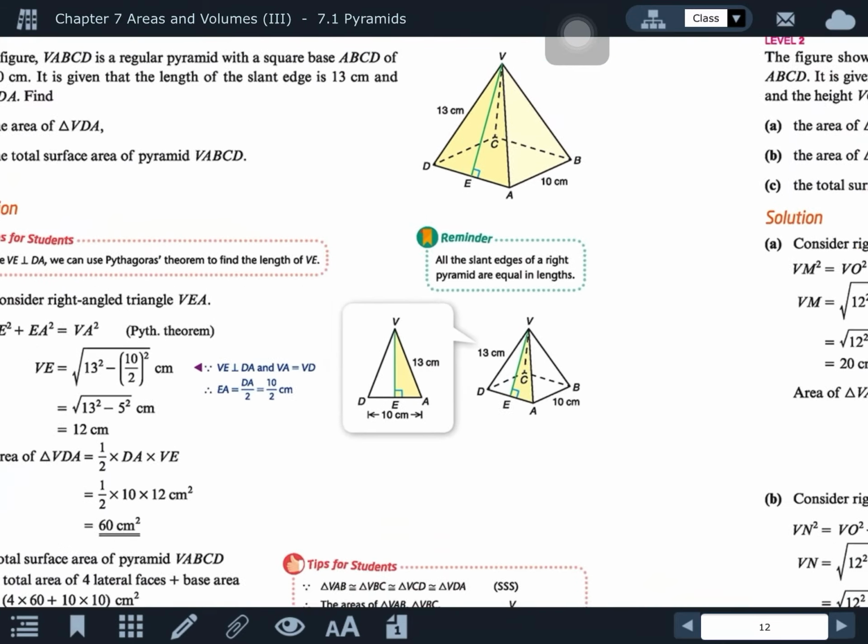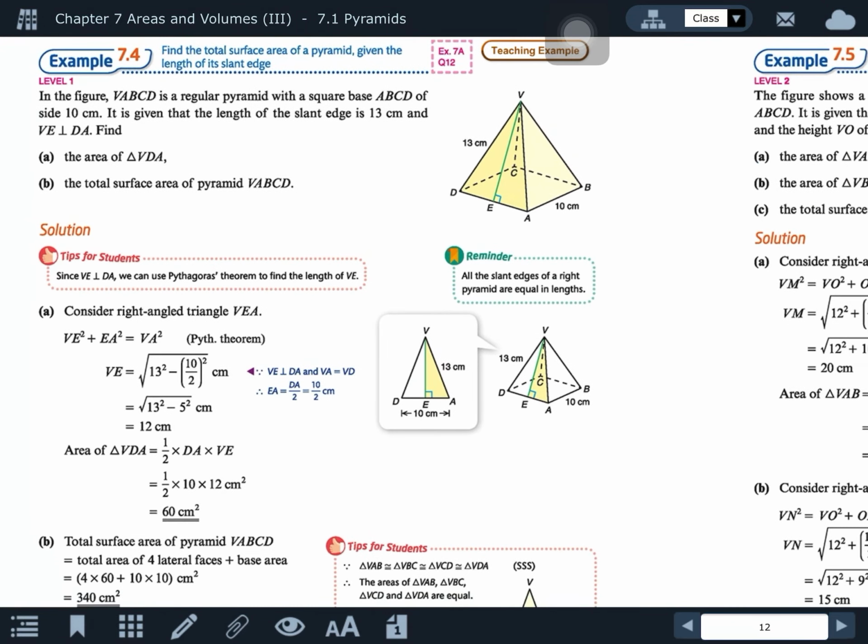So let's see example 7.4. What is this question about? First, you will see that VABCD is a regular pyramid with the square base ABCD. The square base is the most important thing. You can see that AB is 10, BC is 10, CD is 10, also AD is 10. First, they give you the slant edge is 13. So VD, you can see, is 13. For part A, you have to find the area of VDA first.